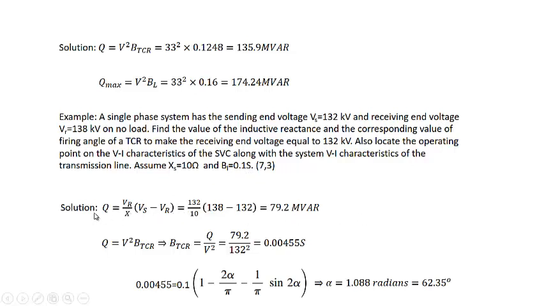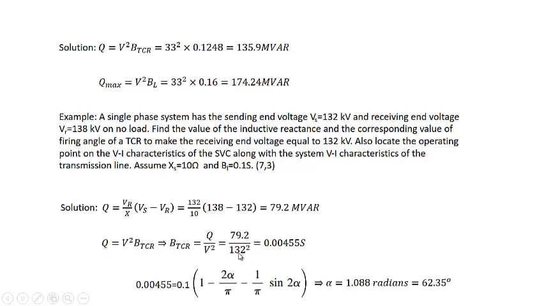So, as we know from the transmission line point of view, Q is equal to VR by X into (VS minus VR). VR is 132 divided by 100, multiplied by 138 minus 132, and the calculation gives 79.2 MVAR. So that means this much reactive power has to be consumed by the TCR. That means Q, that is V square BTCR, should be equal to this much. So BTCR should be equal to Q divided by V square.